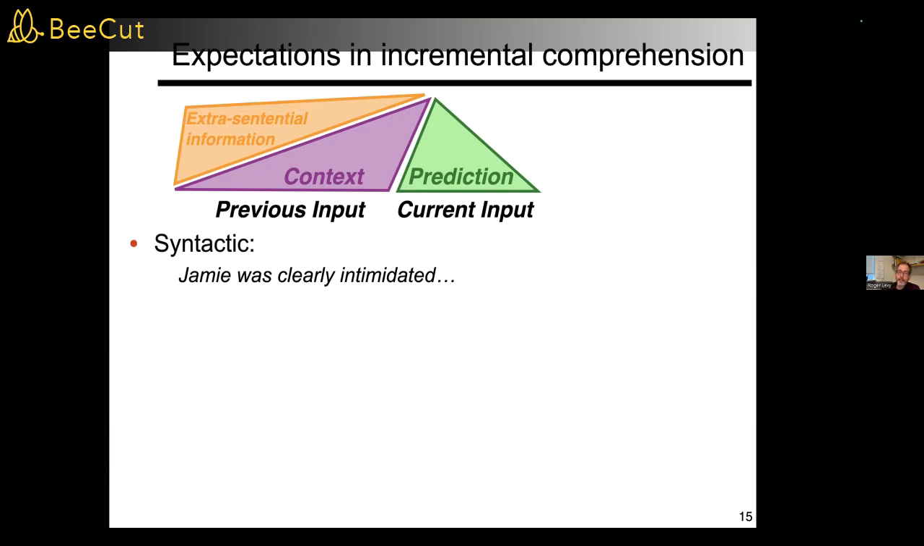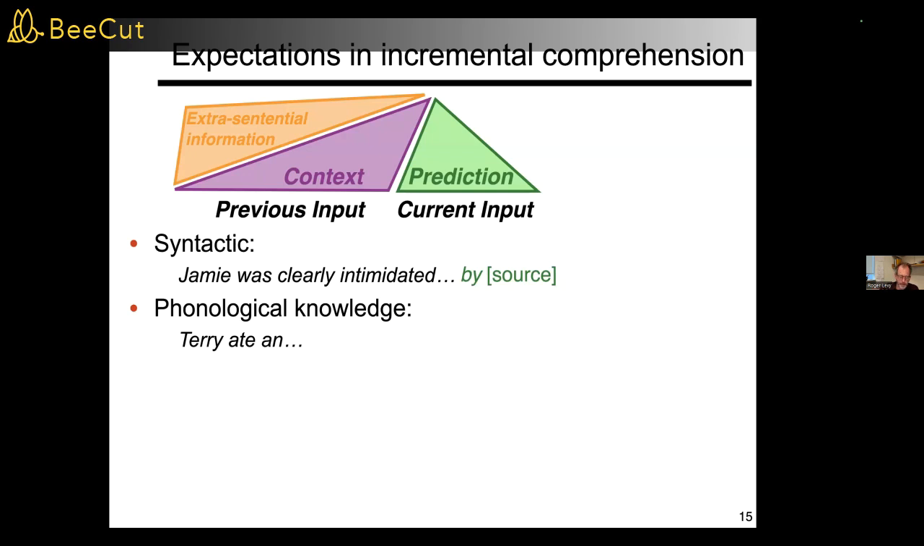And expectations arise from many different kinds of information simultaneously. So I might highlight, for example, the role of syntax. Jamie was clearly intimidated. What do you think is coming next? It's probably the word by and then something more abstract, a source of intimidation. And this is actually not a very superficial prediction, because for the word intimidated, if I just look in corpora, usually the word after intimidated is the individual or group that is getting intimidated, not the source of the intimidation.